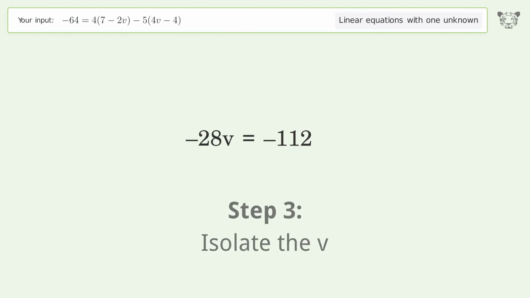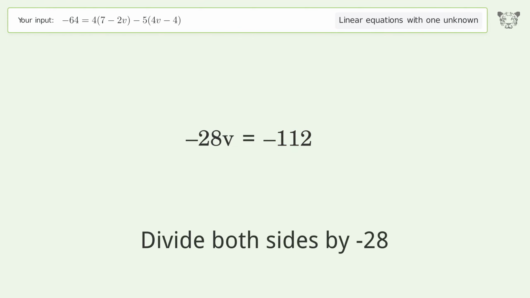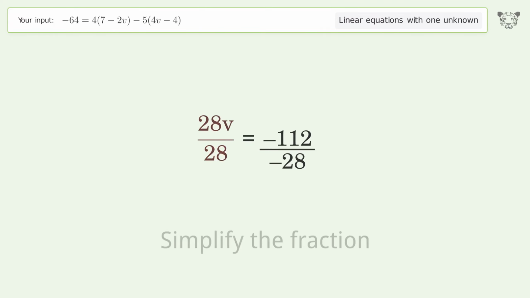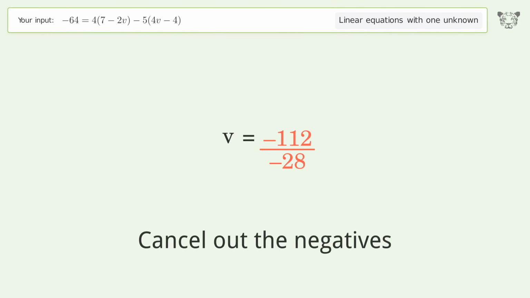Isolate the v. Divide both sides by -28. Cancel out the negatives. Simplify the fraction. Cancel out the negatives.